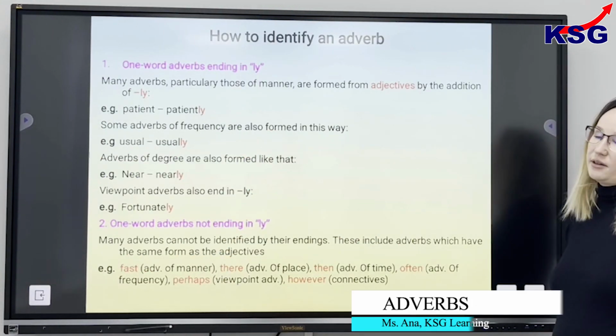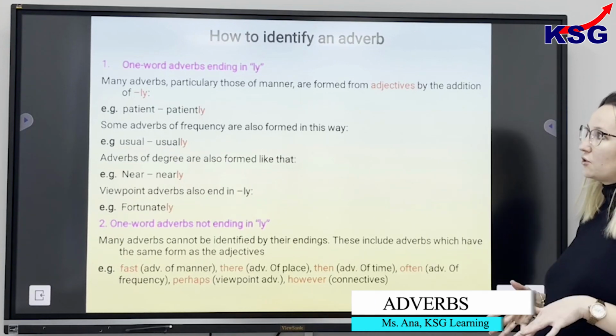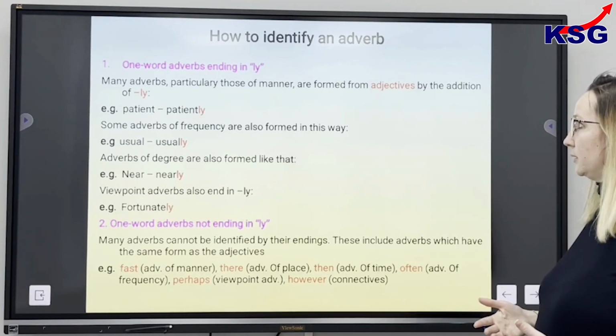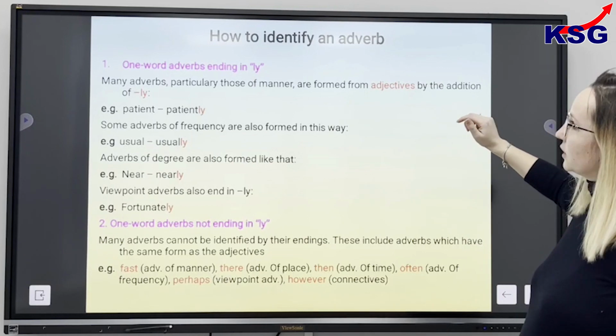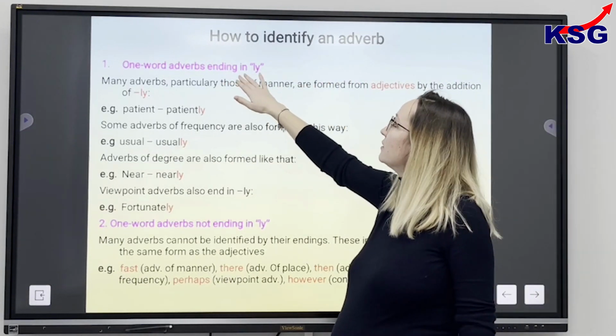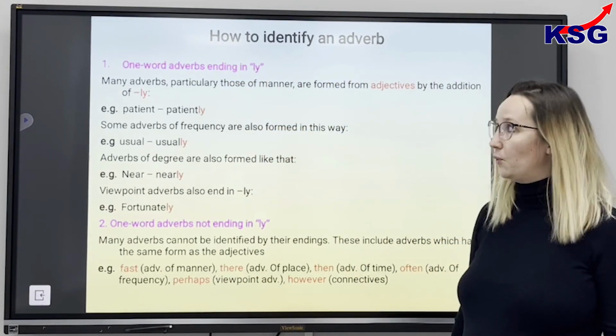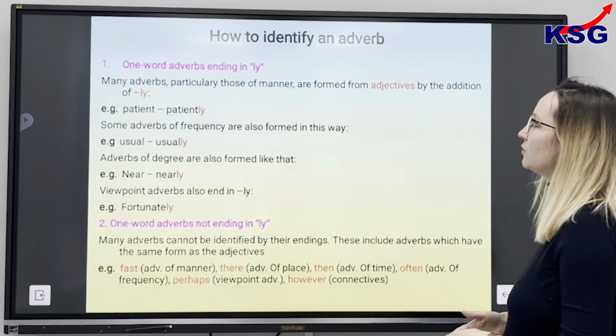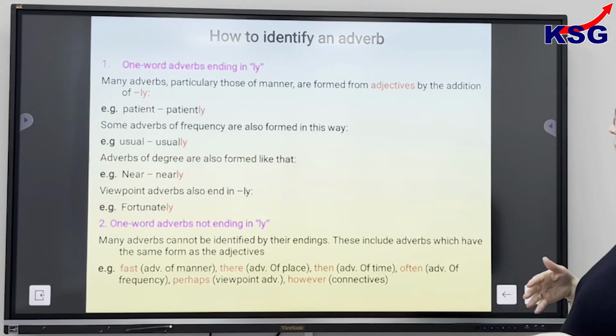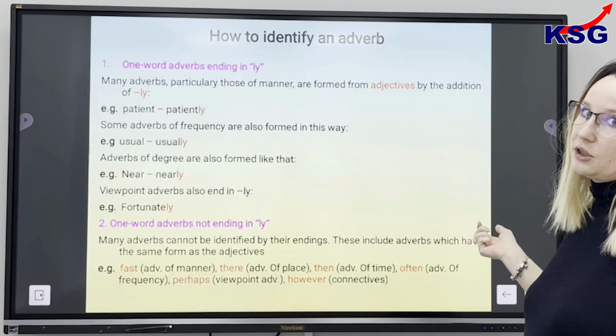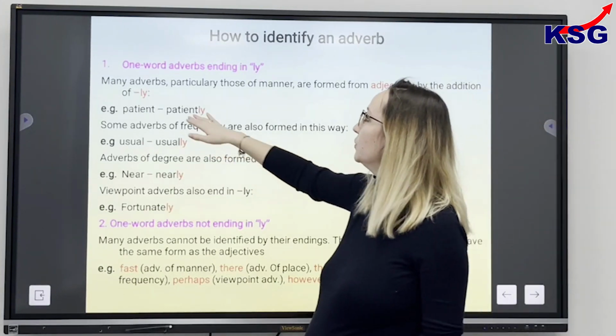How to identify an adverb? If we have a sentence, we need to find the adverb. How do we do it? The first thing that we look at is the one-word adverbs that end in L-Y. Many adverbs, particularly those of manner, are formed from adjectives by the addition of L-Y.